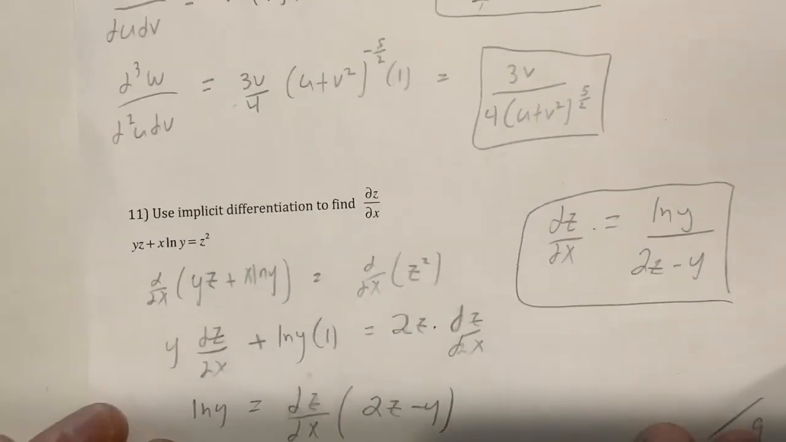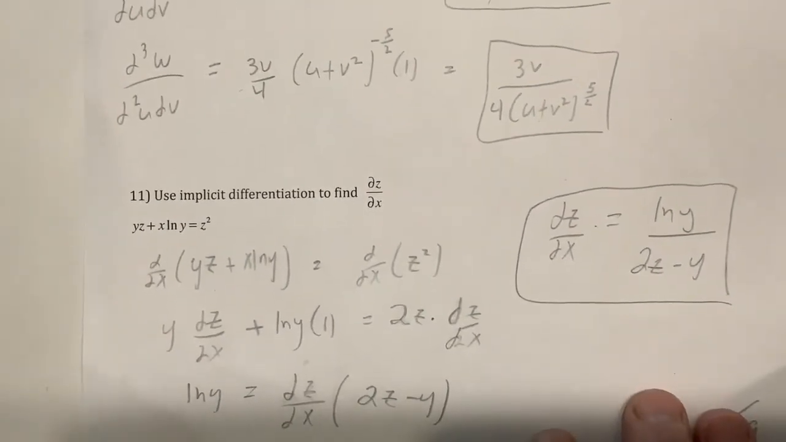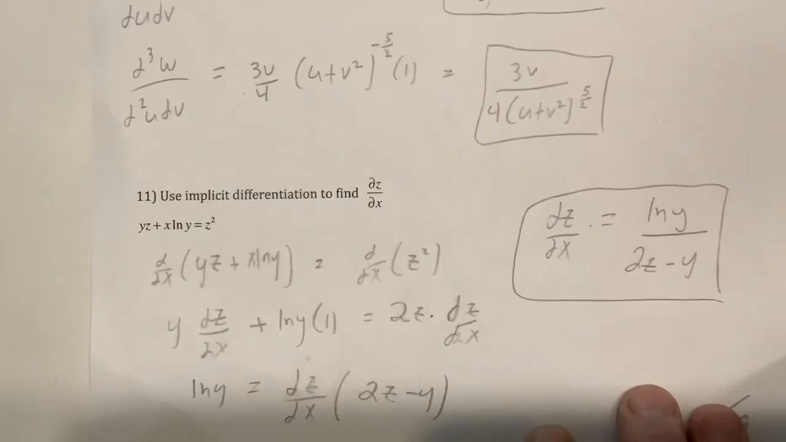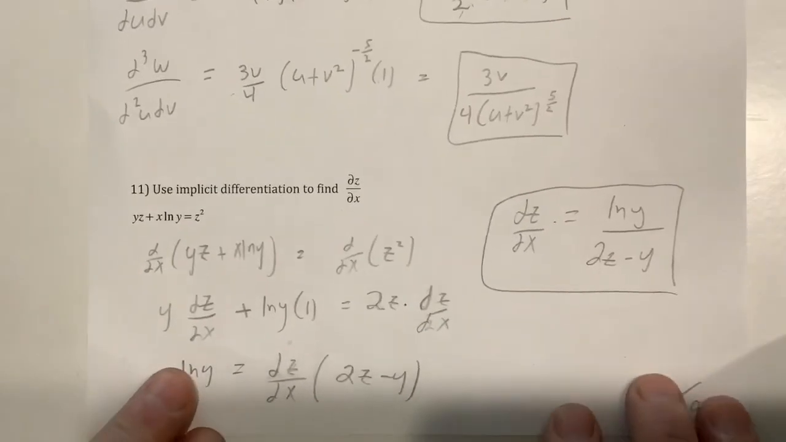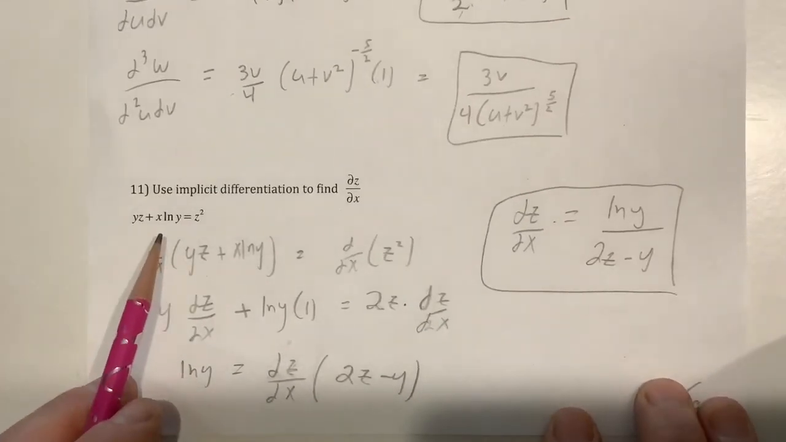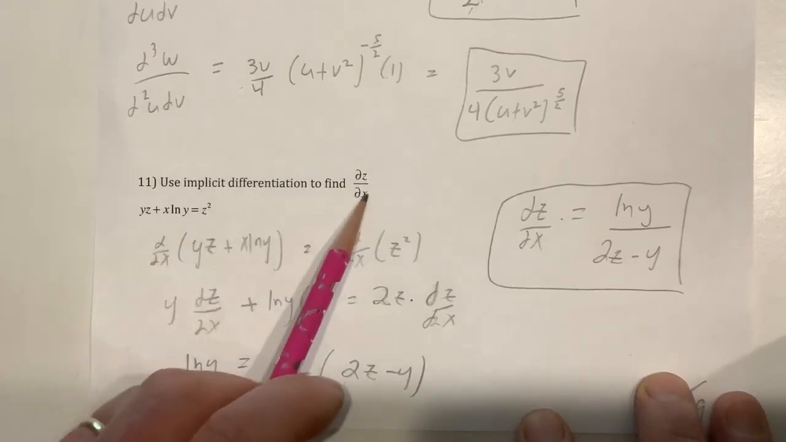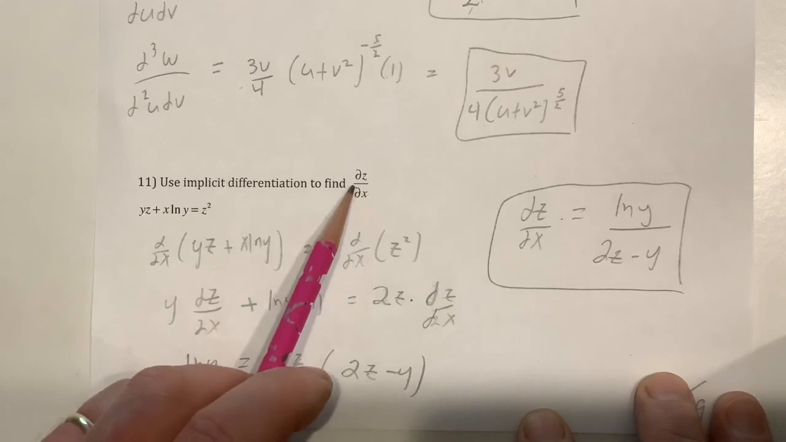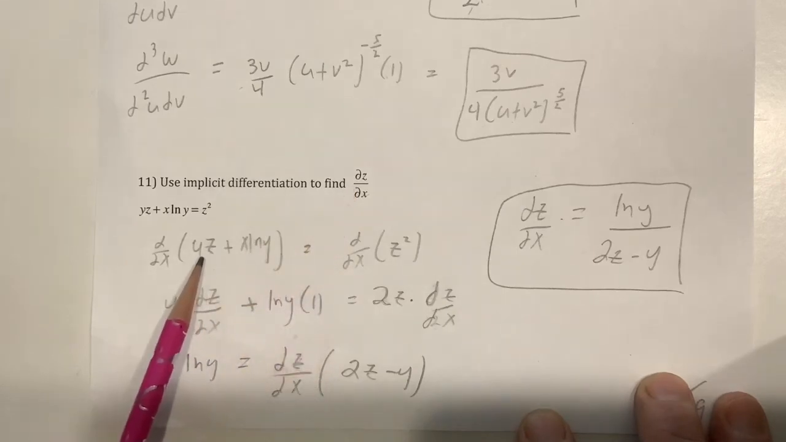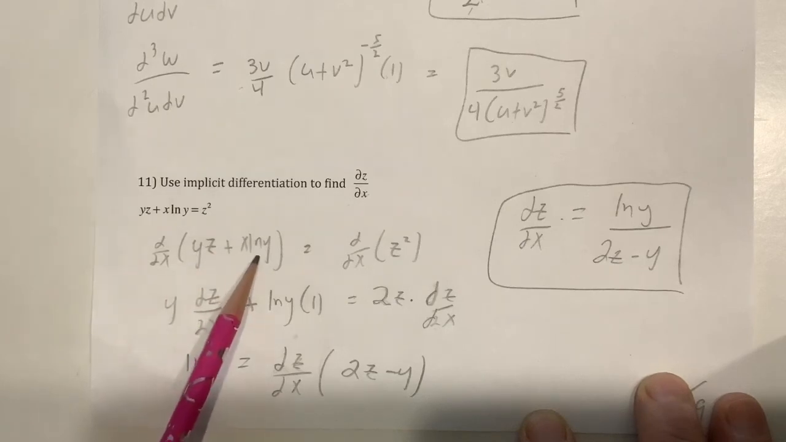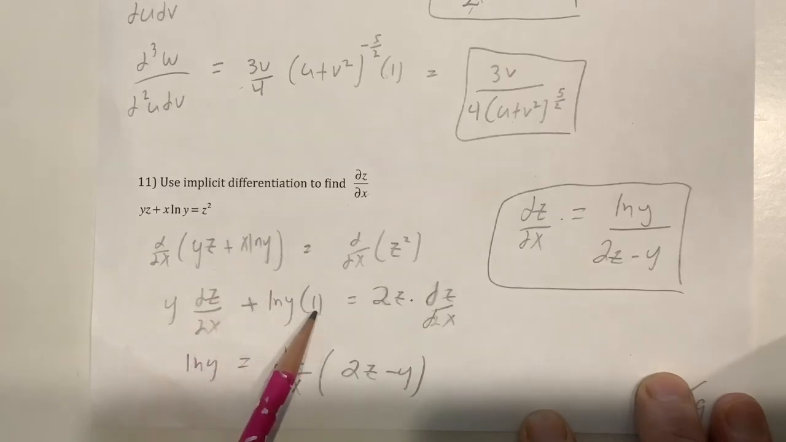One more. Let's see. So if you have this function here, you can use implicit differentiation as well. I want to take the derivative of both sides with respect to x, and I want to find dz dx. So what's the derivative of this first term with respect to x? Well, remember, y is held fixed, so it's just going to be y times dz dx. What's the derivative of this with respect to x? Well, remember, ln y is fixed, so you factor that out and take the derivative of x with respect to x, so you get 1.